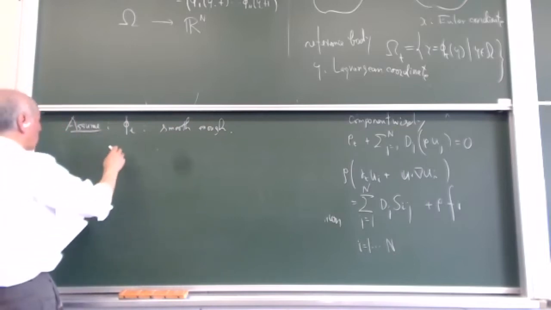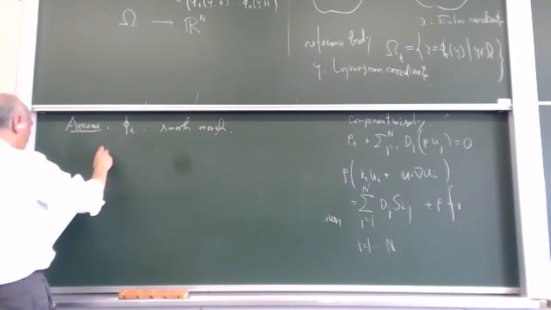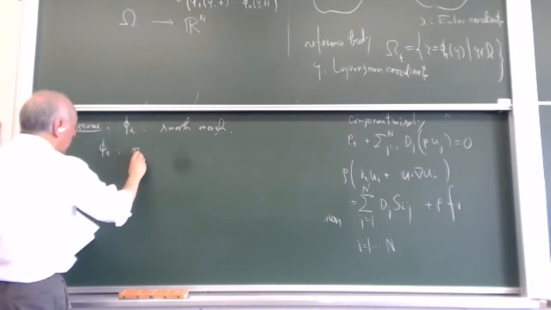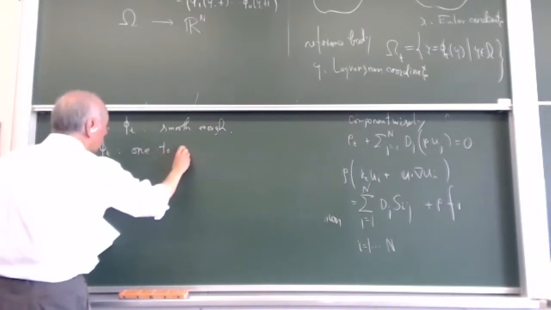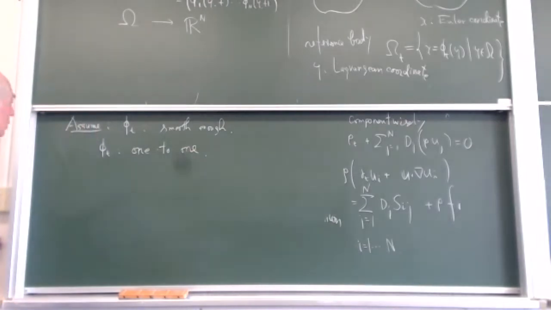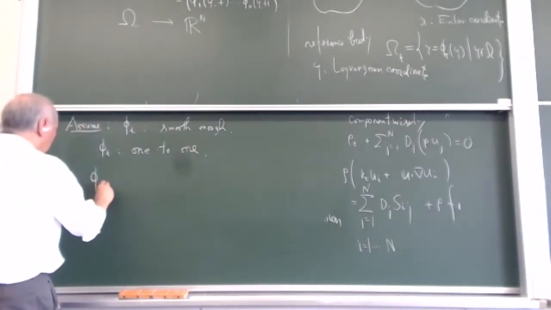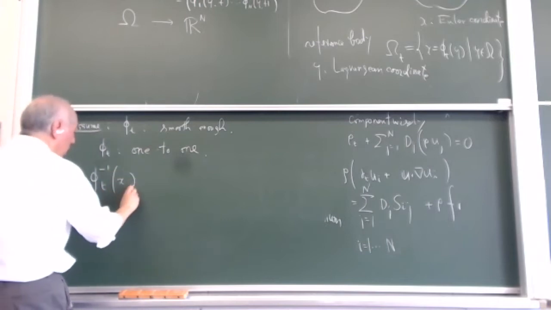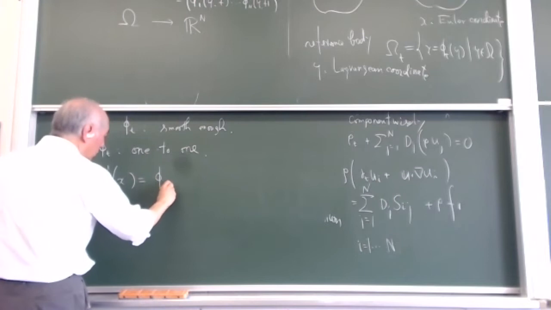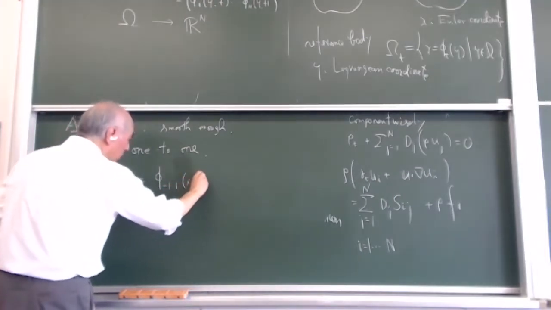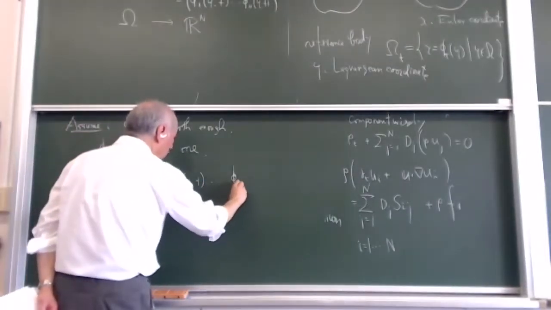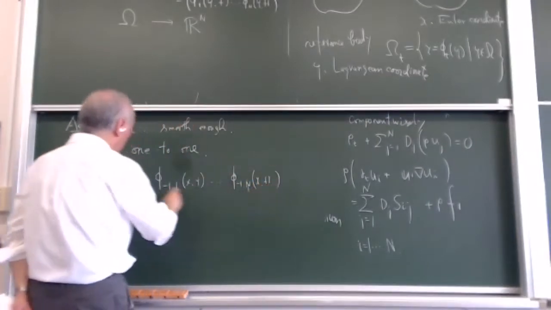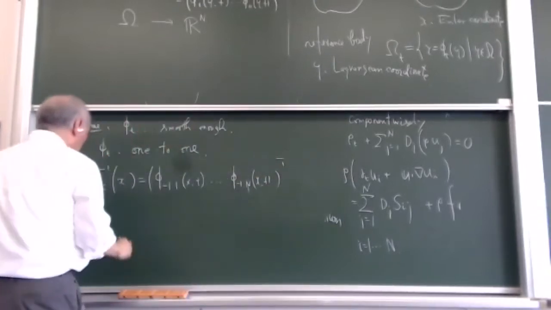Okay, and also this is an injective map. Therefore, we have the inverse map. This is the inverse map.